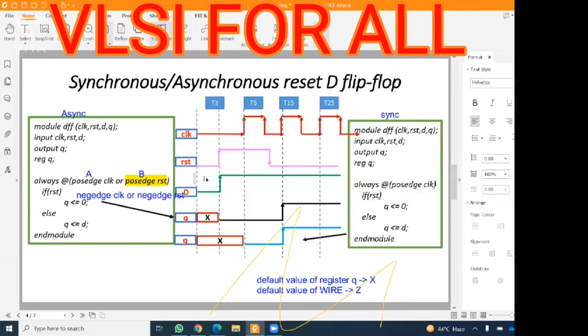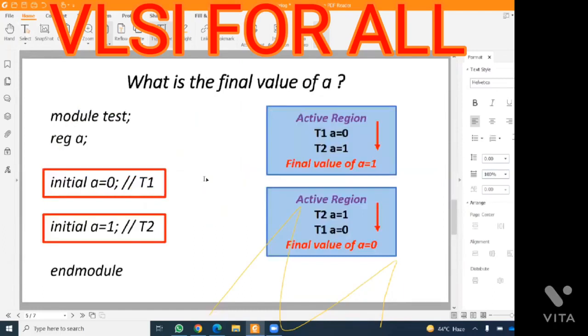Okay, let's move to, let's see what is next. Okay, yeah, tricky question. What is the final value of A?